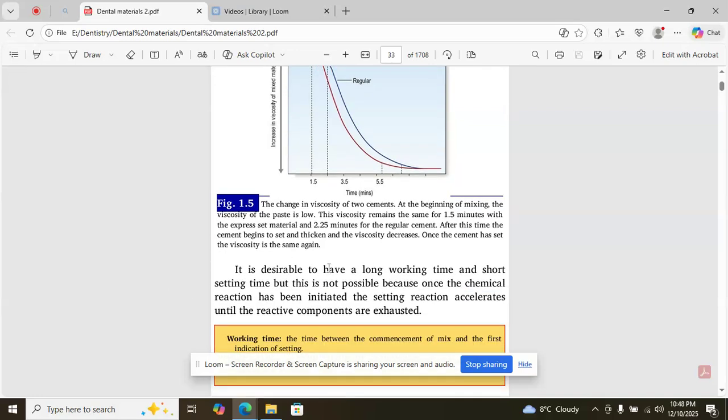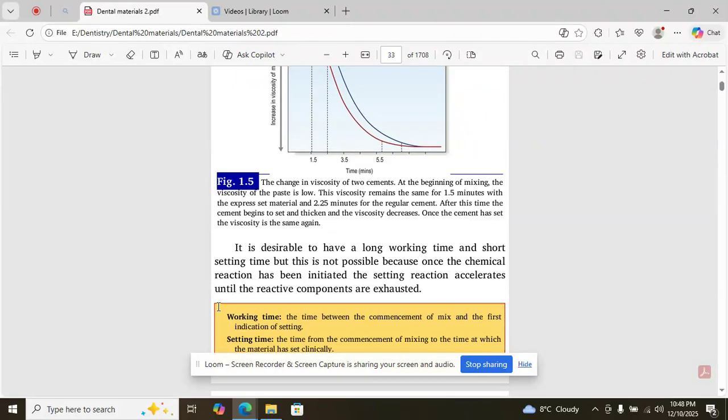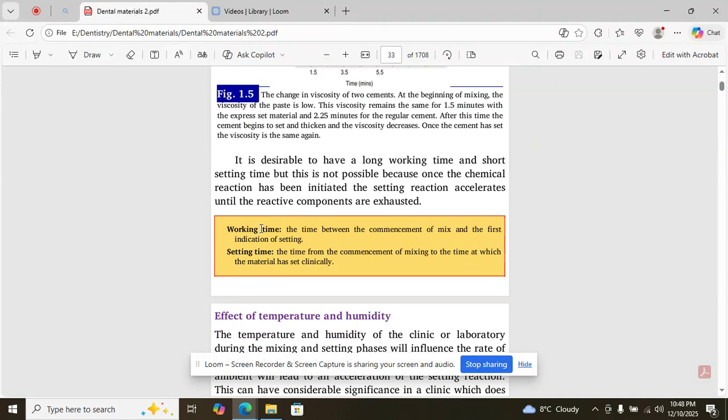It is desirable to have a long working time and short setting time, but this is not possible because once the chemical reaction has been initiated, the setting reaction accelerates until the reactive components are exhausted. Working time is the time between the commencement of mix and the first indication of setting. Setting time is the time from the commencement of mixing to the time at which the material has set clinically.